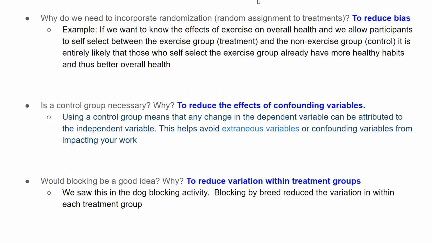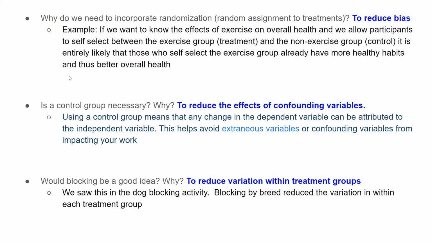All right, now that you've had a chance to design a study, going back to those questions on the previous screen, why do we need to incorporate randomization or random assignment to treatments? That's to reduce bias. For example, if we want to know the effects of exercise on overall health, and we allow participants to self-select into either the exercise group or the control group, the problem is that we're going to have those people who maybe regularly exercise go into the exercise group, and those who regularly don't go into the non-exercise group.